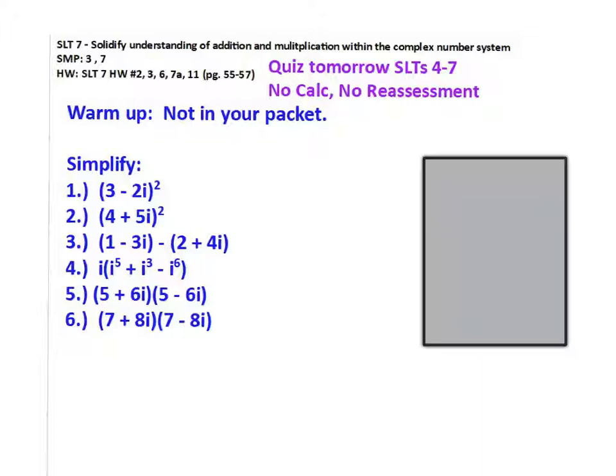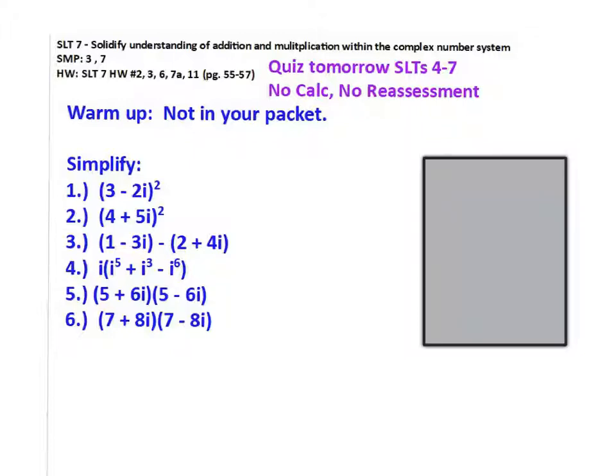You do still have your quiz tomorrow. It is no calculator and there is no reassessment. And it is going to cover SLTs 4 through 7. So make sure to look at your calendar and figure out what exactly you are supposed to study tonight.